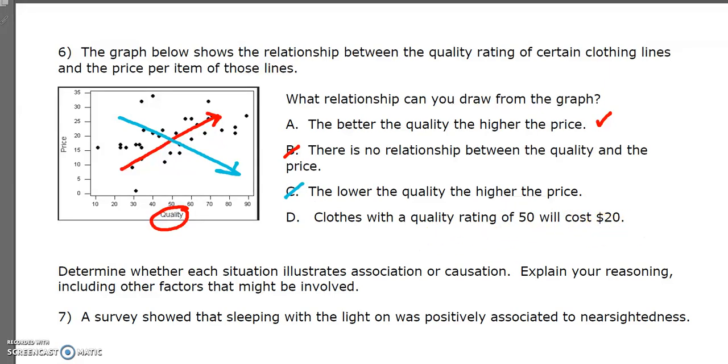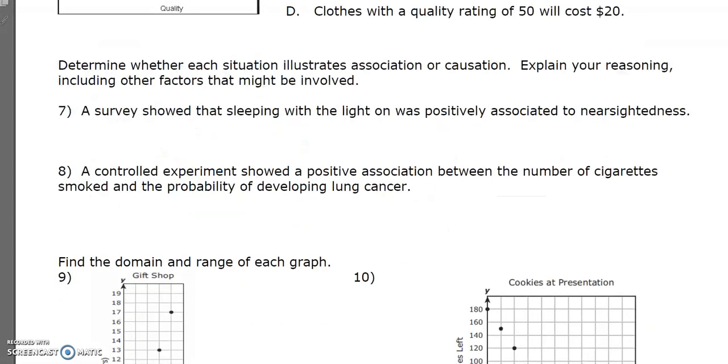So again, if I go to 50 and I go straight up, I should only have points that are at $20. And you can see right here I had this point, and it looks like that would be around $15. This point is up here. That's a little more than $20. So that would not be a fact. So it looks like A is going to be the correct answer for number 6.